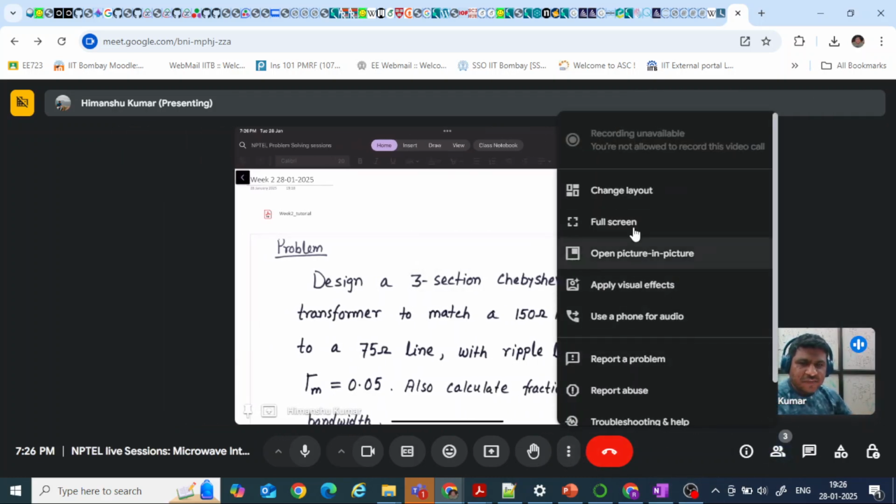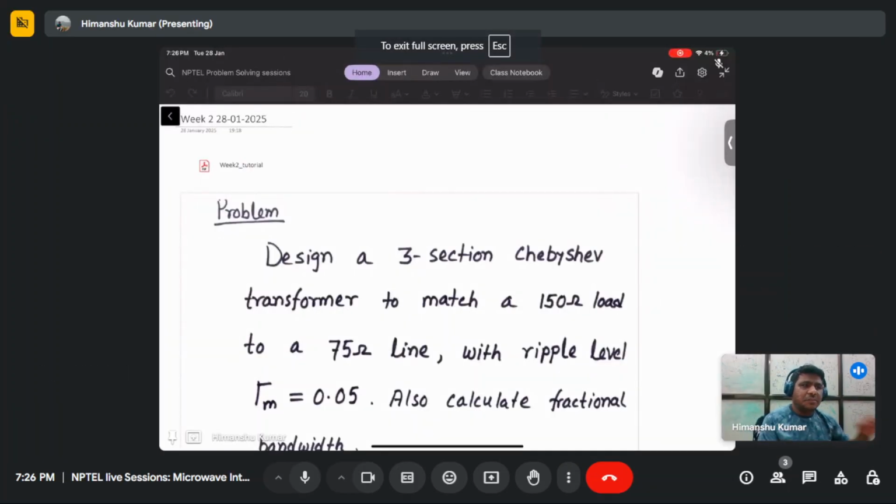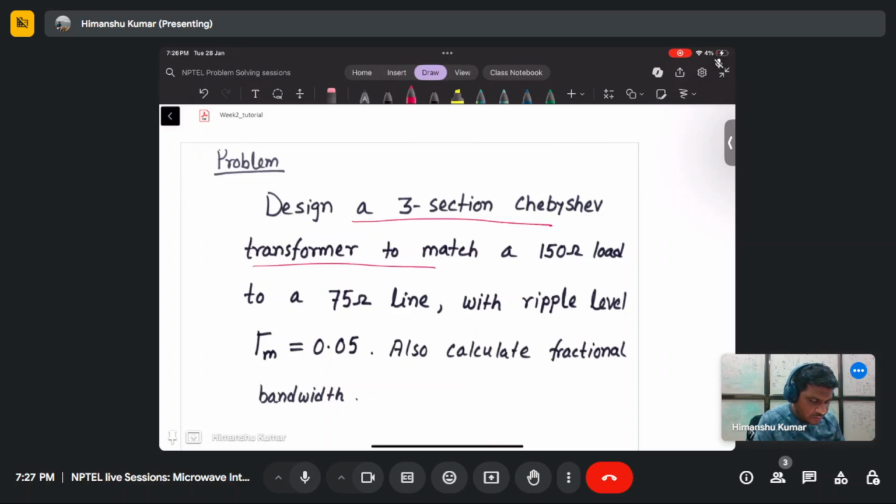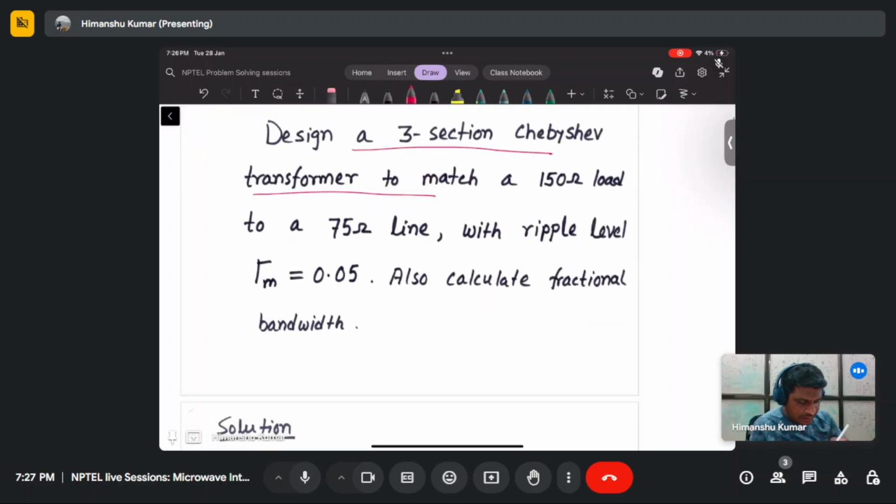So, this week's content was mainly broadband impedance matching. Basically, you can match the impedance by using multi-section quarter-wave transformers. Let's just solve a few problems directly. This problem talks about designing a three-section Chebyshev transformer to match a 50 ohm load to a 75 ohm line with the given ripple level. Also calculate the fractional bandwidth.